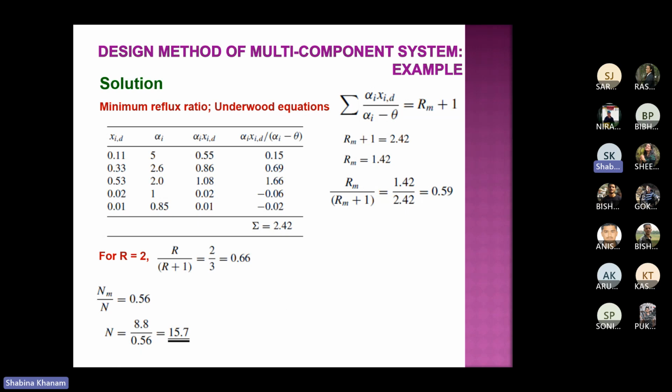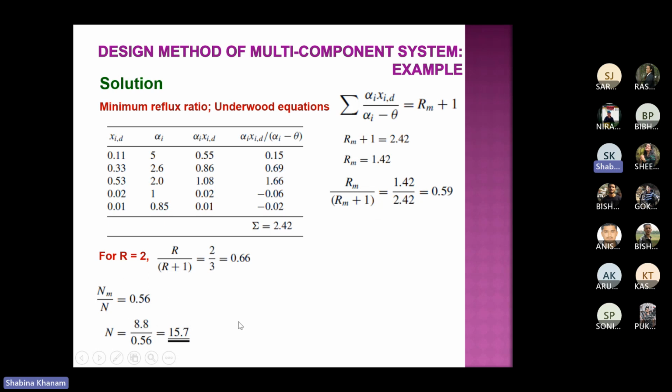Now this number of trays you need to round off, sorry, round up. So this final n you should consider as a complete number, but not this nm.